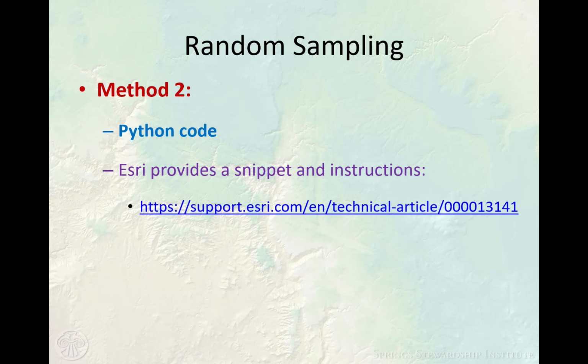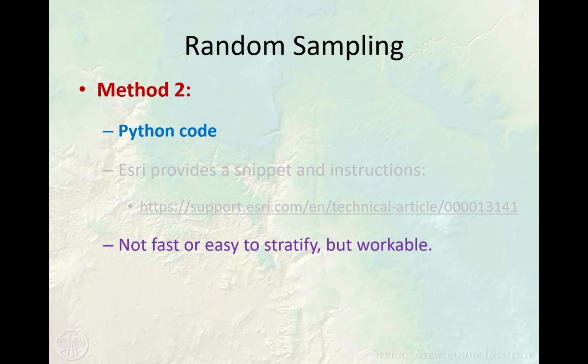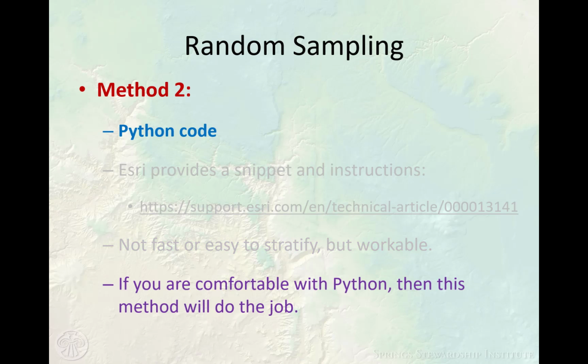Now, Esri provides some sample randomization code and instructions at this link here in the video. This function will randomly select a specified number of rows or features from a table or feature class. Now, it's not a fast function for large data sets, though. I tested it in preparation for this workshop and thought it had frozen ArcMap for a while. But if you're comfortable with Python code, then you should be able to make this method work for you.